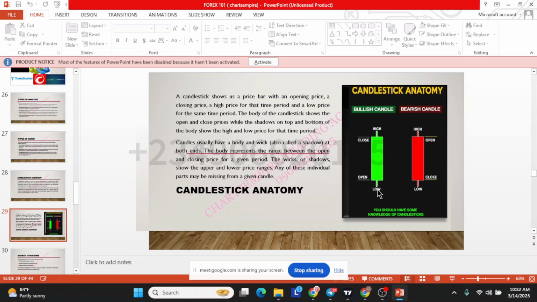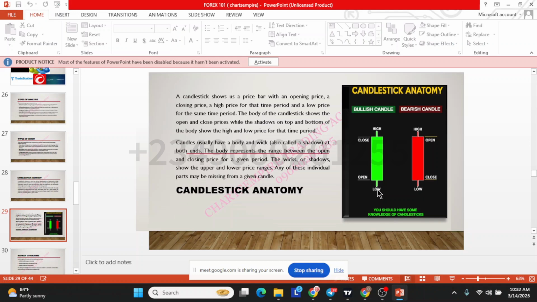The close is when the transaction ends. The high is the highest peak of negotiation between buyers and sellers, and the low is the lowest point of negotiation between buyers and sellers.